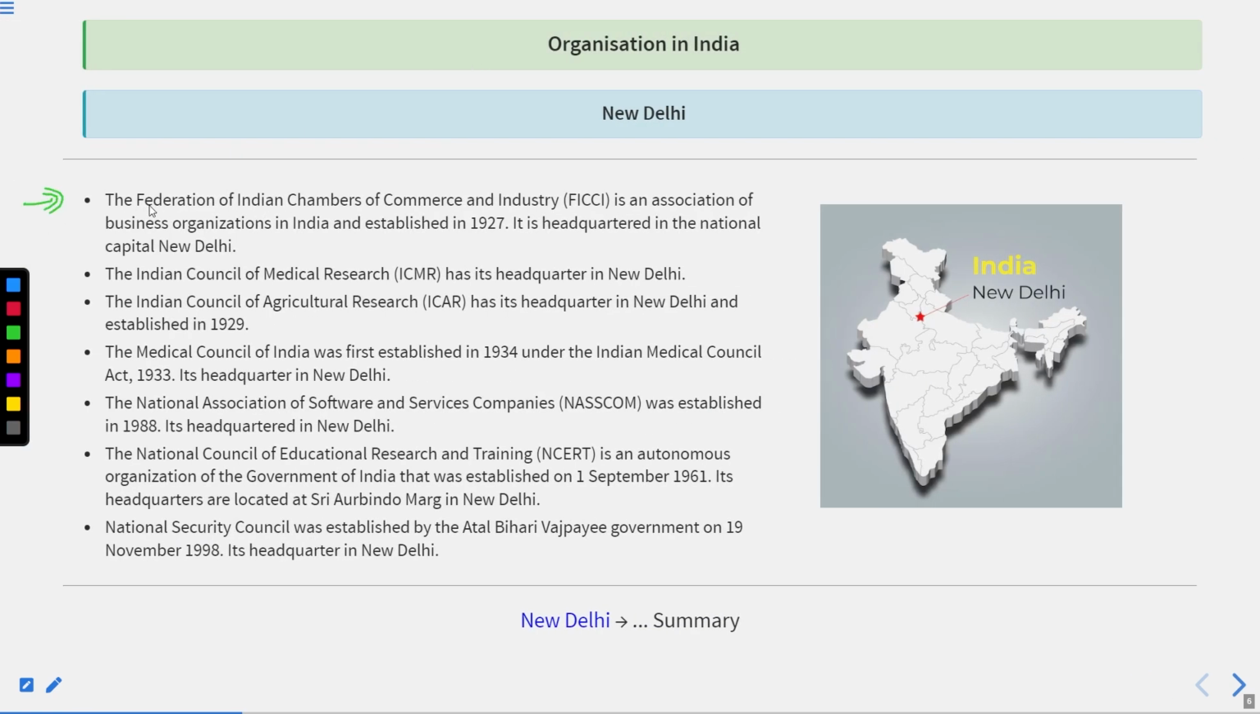Thereafter, we have the Federation of Indian Chambers of Commerce and Industry, FICCI. It is an association of business organizations in India that was established in 1927, in the pre-independence period, and it is headquartered in the national capital, New Delhi. So we could say FICCI was actually formed during the British times.